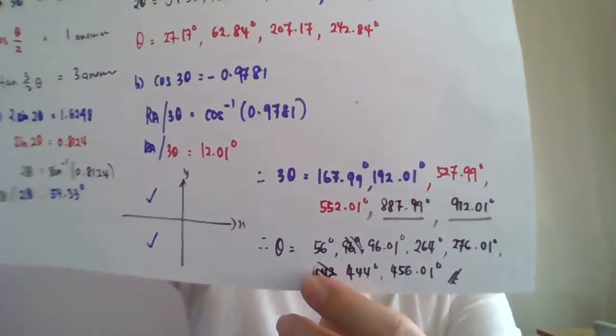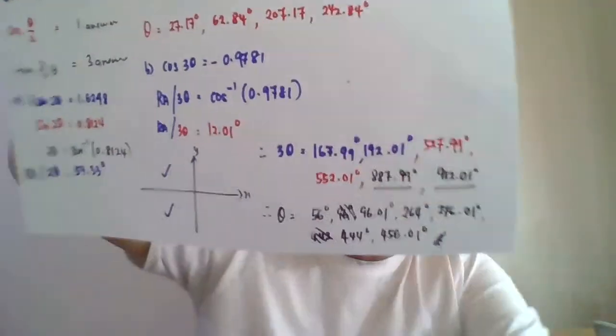Okay, 527.99 divided by 2, 264. 552.01 over 2, korang akan dapat 276.01. 887.99 divided by 2, 444, and the final one is 912.01 divided by 2, 456.01 degree. Okay, guys.